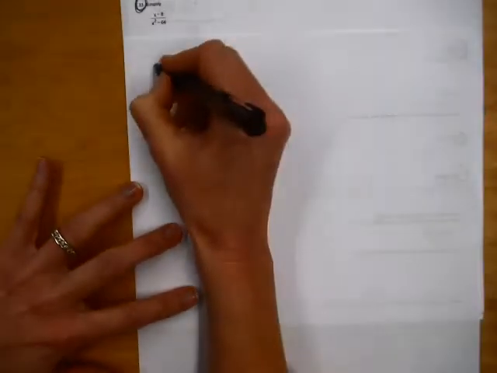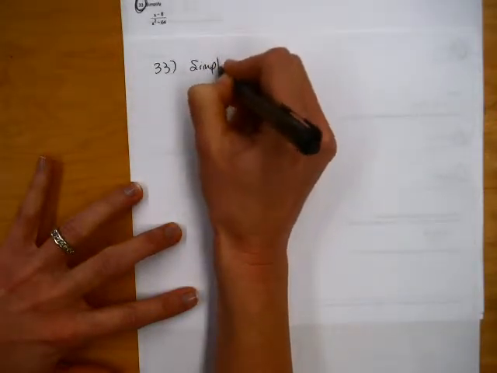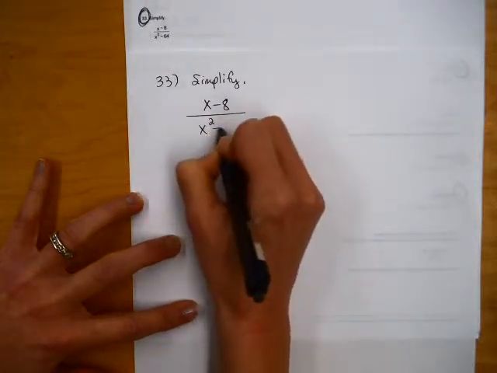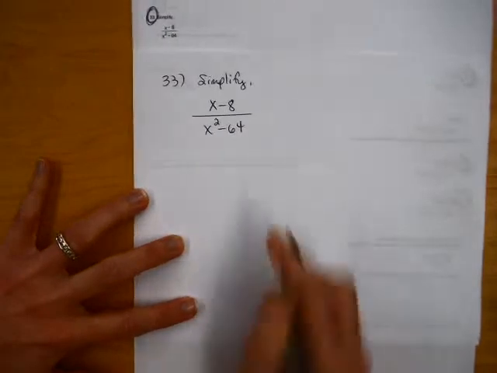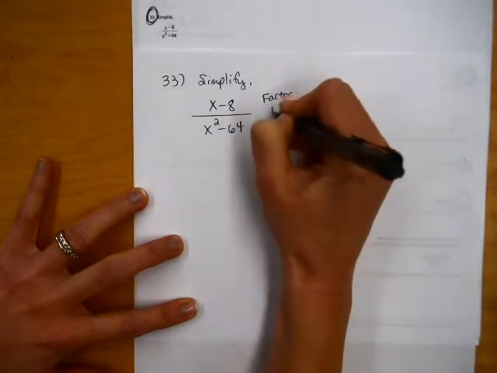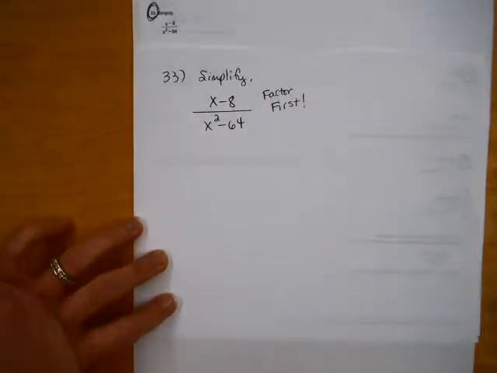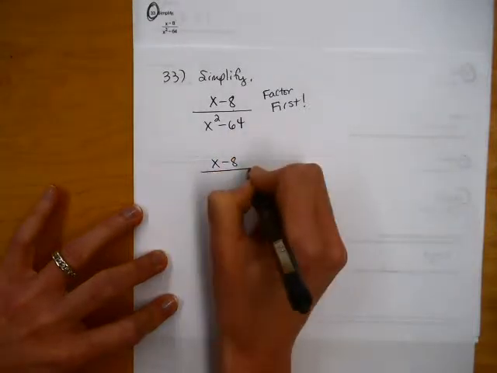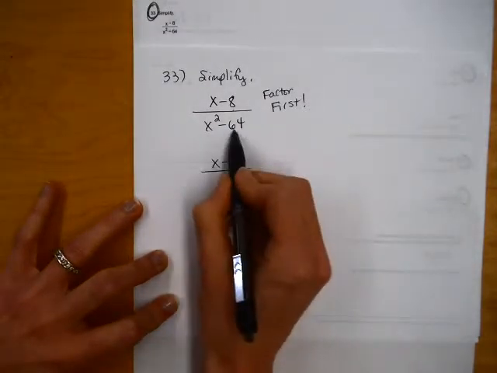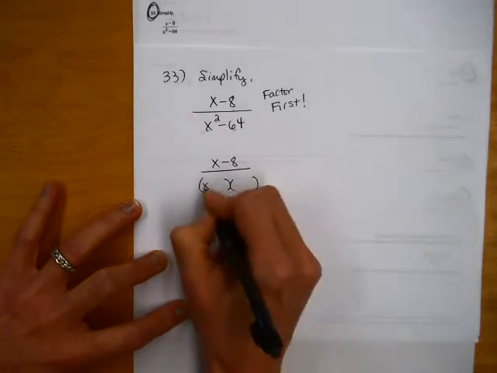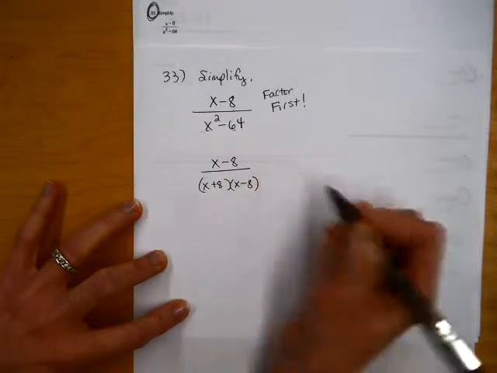Okay, on 33, it says to simplify. And so on 33, we have x minus 8 divided by x squared minus 64. And so we must, on these, factor first. Well, I look at my numerator and I can't factor anything there, so that's going to stay x minus 8. X squared minus 64 can be factored. You should recognize that as a difference of two squares. So that's going to factor to x plus 8 times x minus 8.